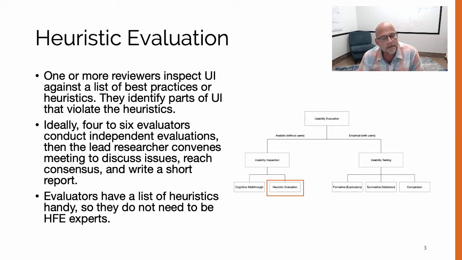They have this list of heuristics right next to them, and these evaluators click through every component of a user interface, and they evaluate each component, say each screen, against those heuristics. Ideally, usually 4 to 6 evaluators will evaluate a product, and then a lead researcher will get that group of people together to discuss the issues, to reach consensus, and then to write a short report.